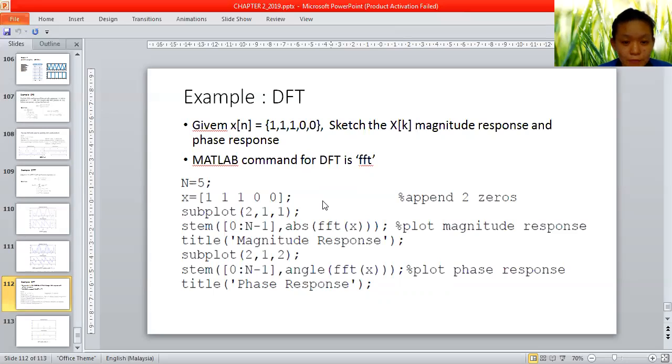So we will get our graph in magnitude response. Here you can click on your workspace, and you can see your x value is 1, 1, 1, 0, 0, and you can click on your N, and your N is equal to 5. Okay, that's all. Thank you.